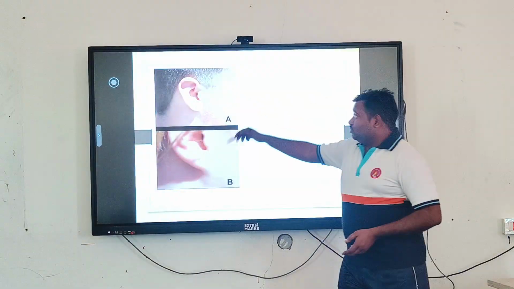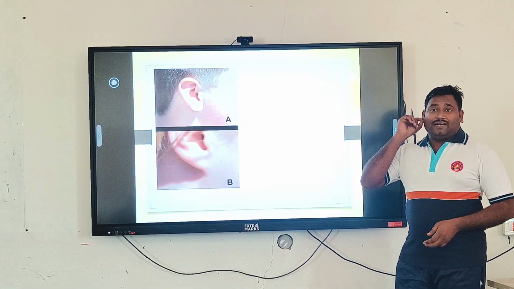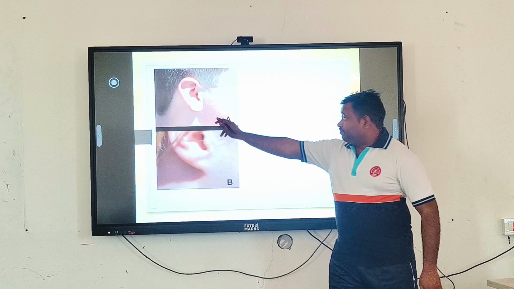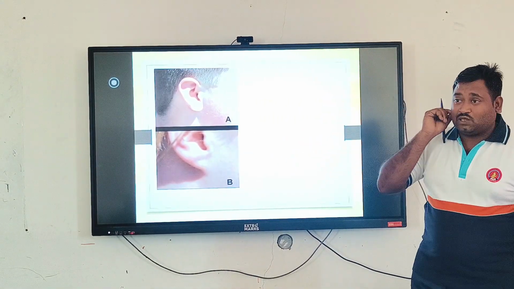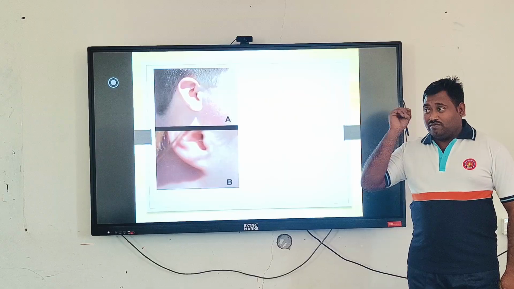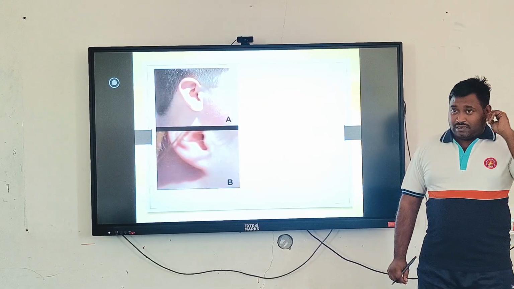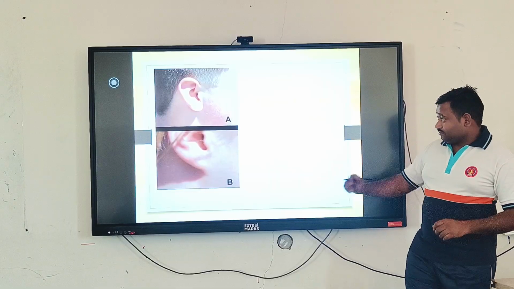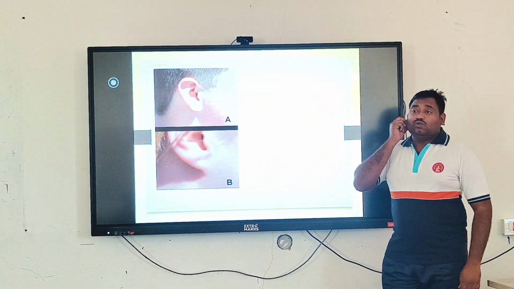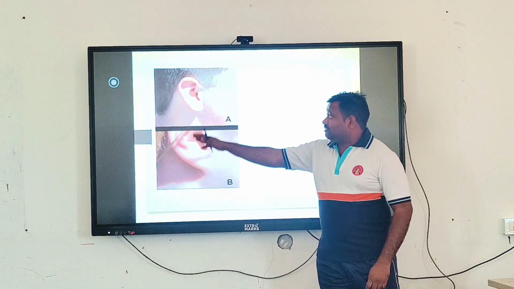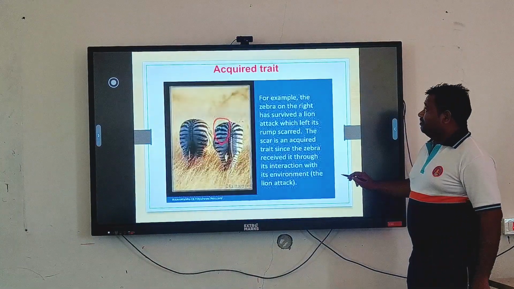You can see here there are two types of people living in this world: one with a free lobe and one with an attached lobe. Can you see here? You might have found yourself also. Do you have a free lobe or an attached lobe? I have a free lobe. Free lobe. Yes. Attached lobe. See here, their ear is completely attached. So we can find two categories of people in nature: one is free lobe and another is attached.